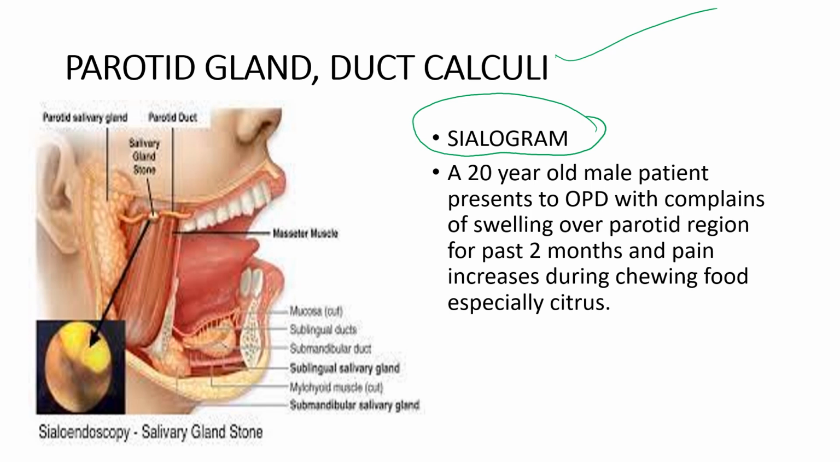How will the patient present to you? A 20-year-old male patient presents to the OPD with a complaint of swelling over the parotid region for the past 2 months. Pain increases during chewing food, especially citrus. Now what happens is when the patient tries to eat citrus food, more salivation needs to occur. So it will stimulate the parotid gland, but unfortunately there's a stone here which is inhibiting the secretions from pouring into the mouth. That is why they'll have severe pain.